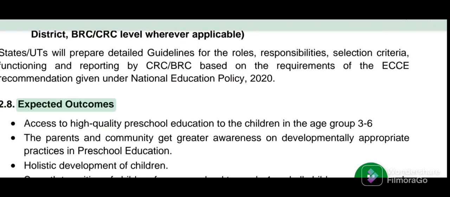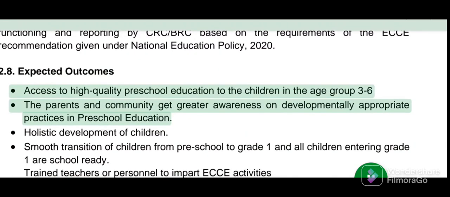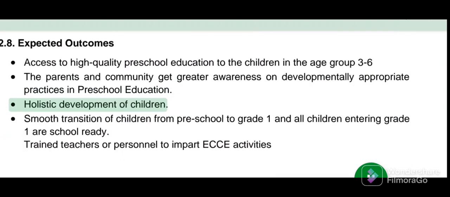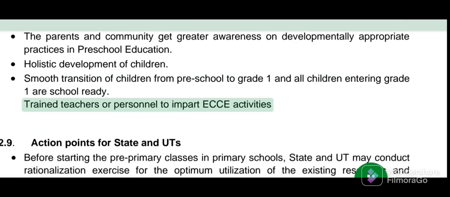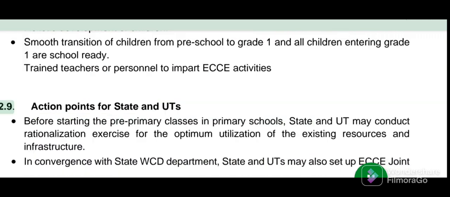2.8 Expected outcomes. Access to high-quality preschool education to the children in the age group 3 to 6. The parents and community get greater awareness on developmentally appropriate practices in preschool education. Holistic development of children. Smooth transition of children from preschool to grade 1 and all children entering grade 1 are school-ready. Trained teachers or personnel to impart AK activities.